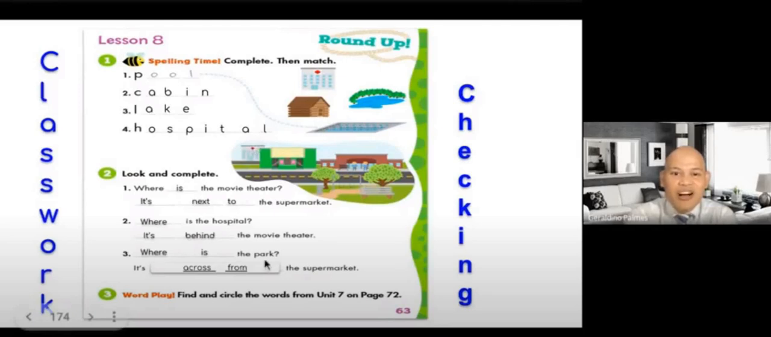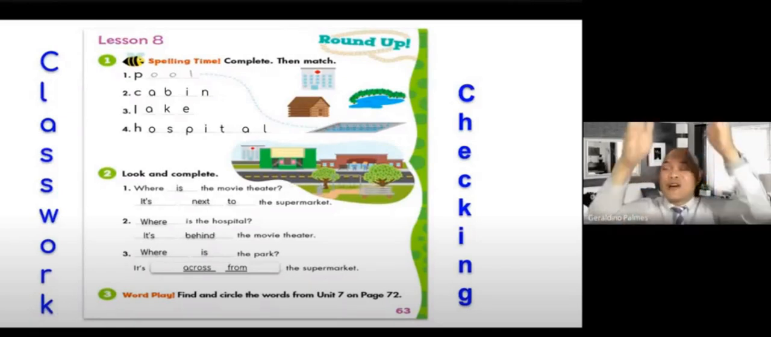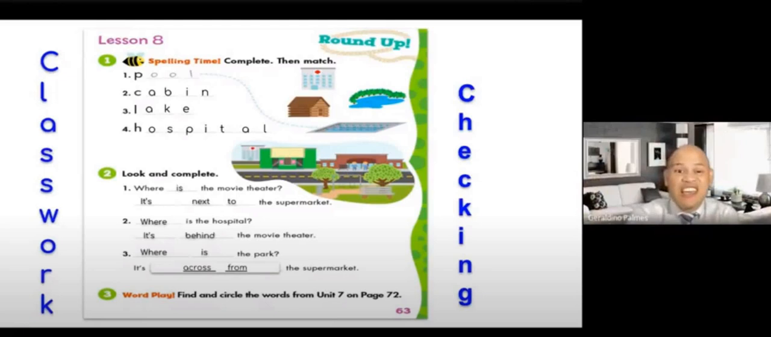Where is the park? The park is across from the supermarket. Instead of saying in front of the supermarket, it's across from the supermarket because there's a road right here. You can also say it's in front because it's literally in front, but there's a road, so we say it's across from. Okay.